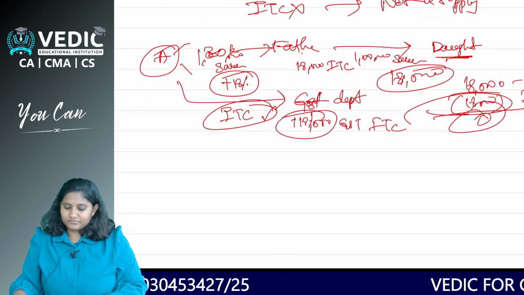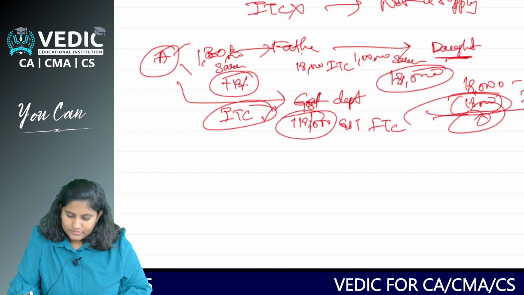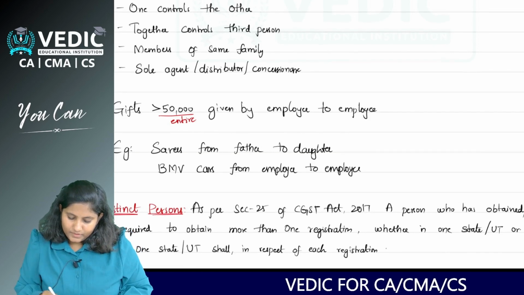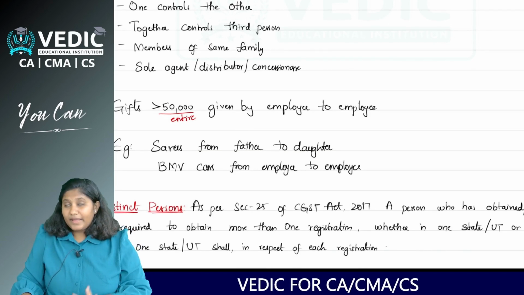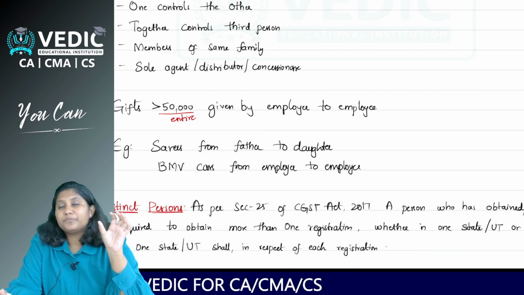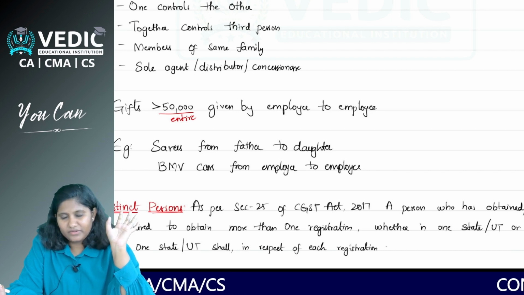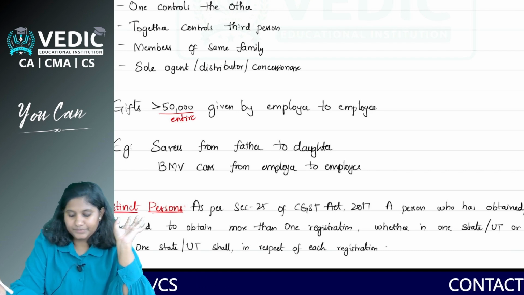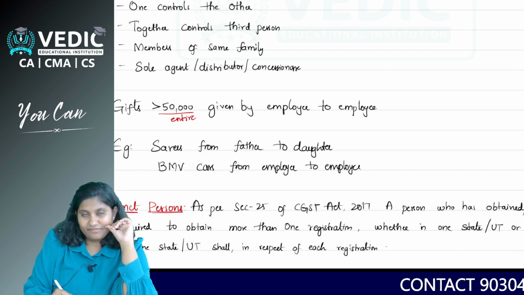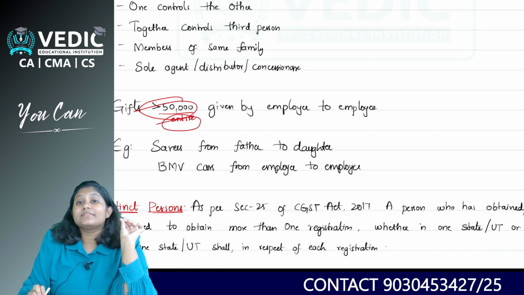See here, gifts are there. Suppose an employee gets a gift from the employer, there is one point here. If the employer gives gifts up to 50,000, no GST will be levied on it. It is not even considered as supply. But if more than 50,000 is given, it is supply, and the entire amount will be considered as supply.